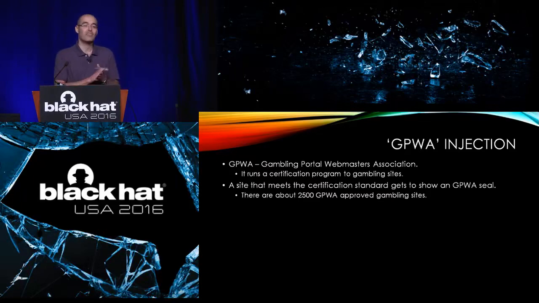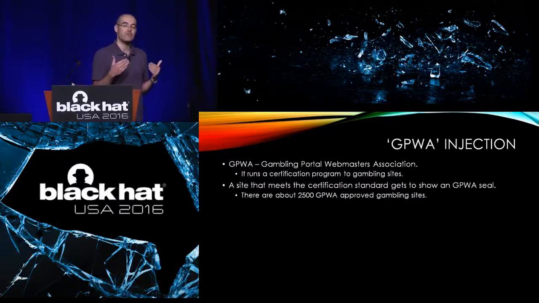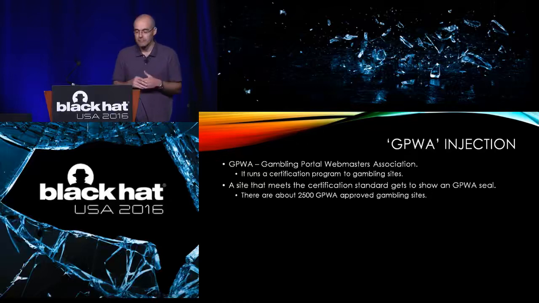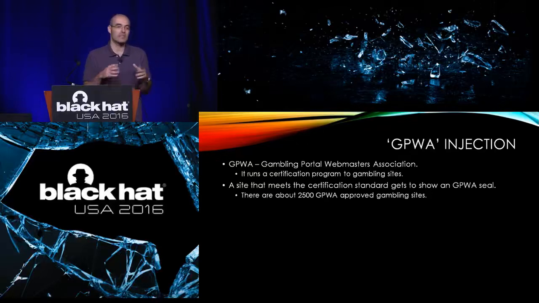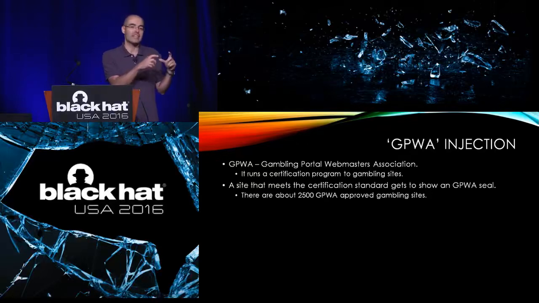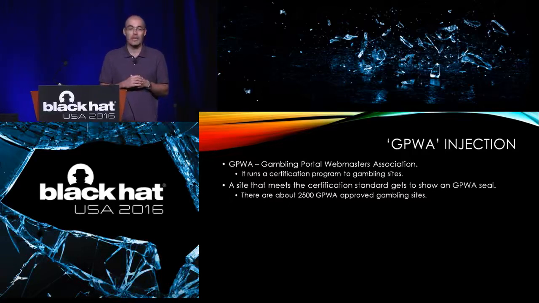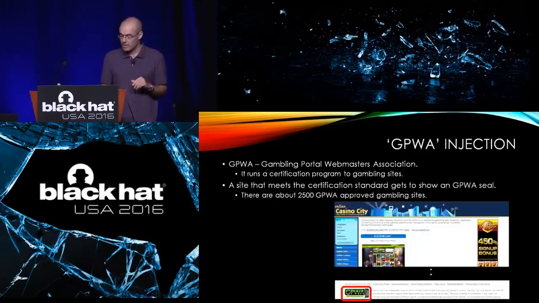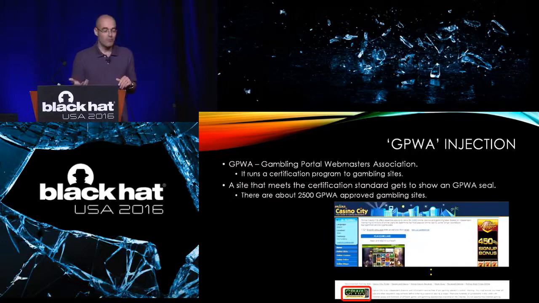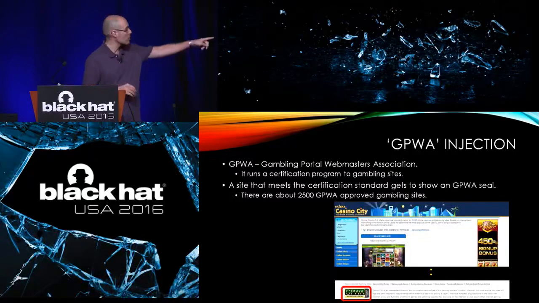And this association runs a certification program, and every gambling site that meets this certification program gets approved by GPWA, and it gets to show a seal on its website that brags that GPWA approved the site. There are nearly 2,500 gambling sites that are approved by GPWA. One of them, for example, is onlinecasinicity.com, which, as you can see at the bottom, shows the GPWA seal.